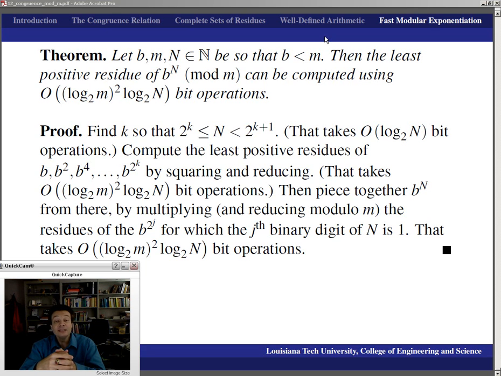And we will now, in the next presentation, start using this arithmetic to solve certain kinds of equations and to represent large numbers using the Chinese remainder theorem.